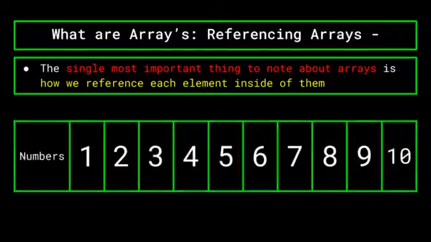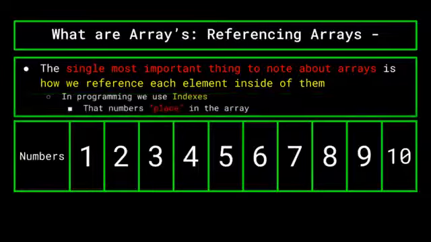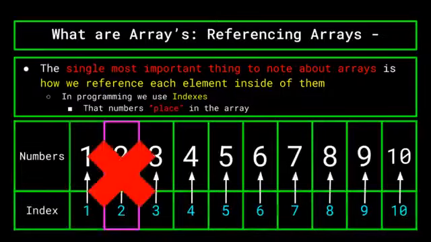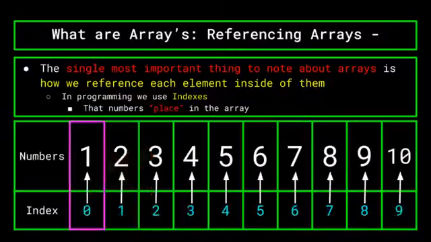Now, when we want to refer to each cell in this array, we would call upon its index. An index is just a fancy way of saying that number's place within the array. Now, you would think that the first integer in this array would be the first index, the second would be the second index, and so on, but that's simply not the case. In computer science, programming languages refer to the first cell as the 0th element in the array.